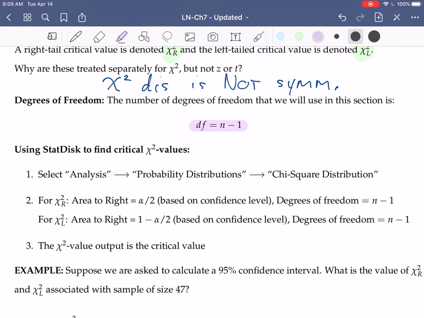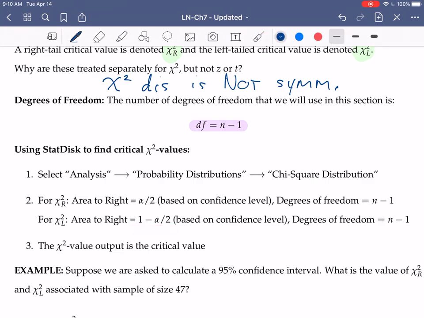If we want to use StatDisk to calculate these critical values, we are going to select analysis, probability distributions, and then chi-squared distribution. For the right critical value, we choose an area of alpha over 2. That value of alpha over 2 is based on the confidence level. Degrees of freedom is n minus 1. For the area to the right of the left critical value, the area to the right of the left critical value is actually 1 minus alpha over 2.